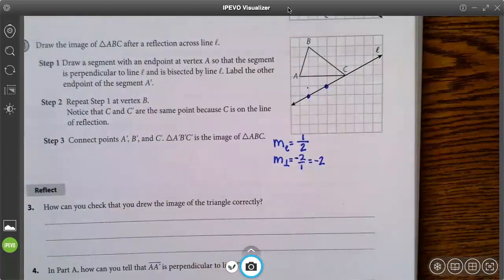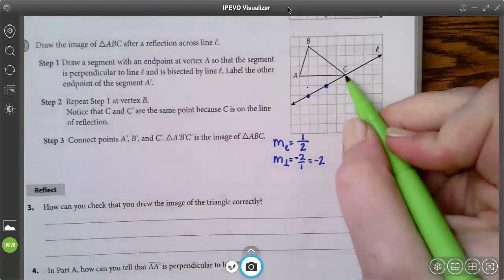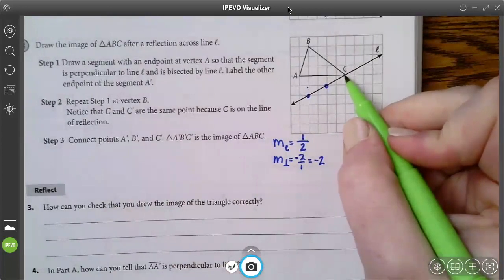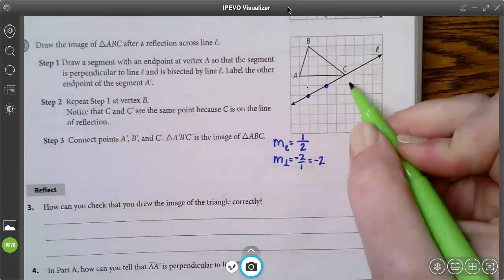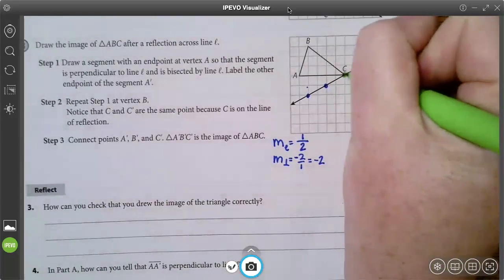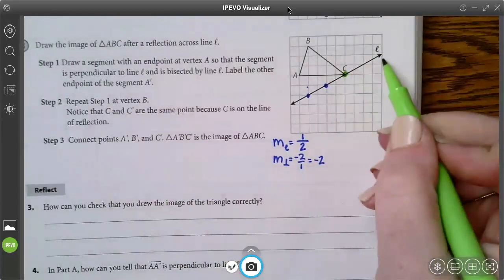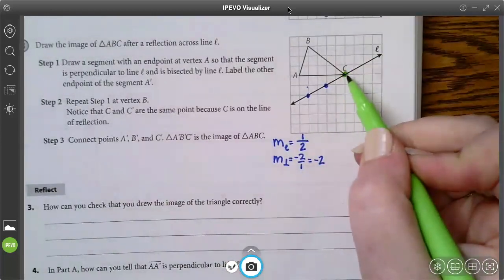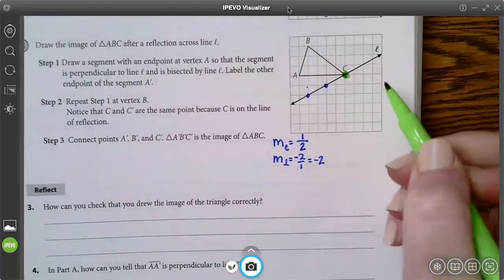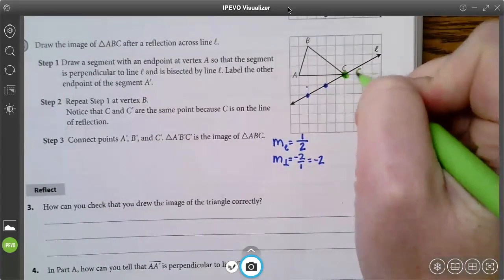I hope that you can recognize that that's going to be C. C has no distance from the line, so there's no distance to repeat on the other side. Because our perpendicular bisector, L, goes through this point, it is its own reflection. I don't have to copy that one again. So I'm going to start with that.